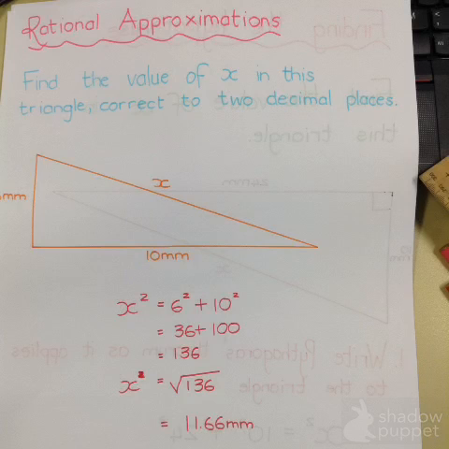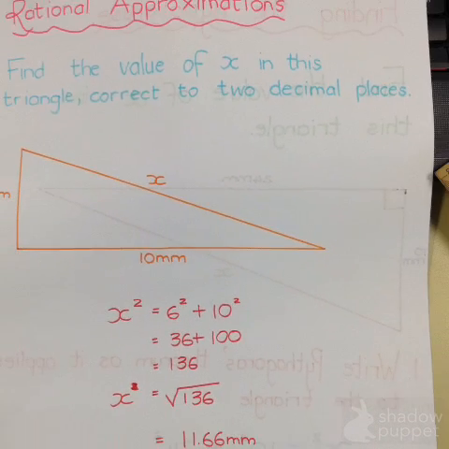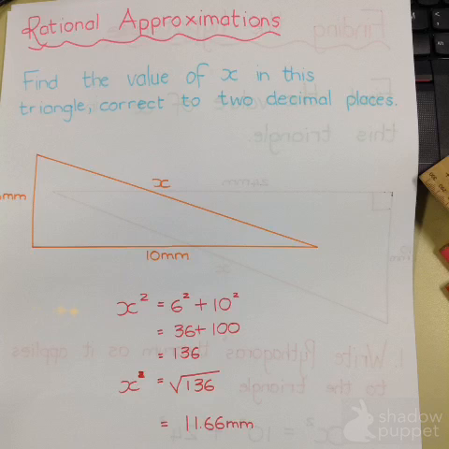Let's just zoom out a bit. You can't see the number over here, but the number over there is 6 millimeters. So you've got 6 squared plus 10 squared, which is 36 plus 100, which leaves you with 136. You do the square root of that, and you get 11.66 millimeters because it said 2 decimal places. So that's basically the same thing.